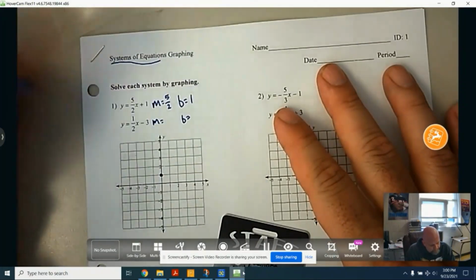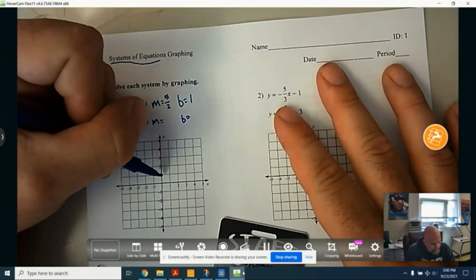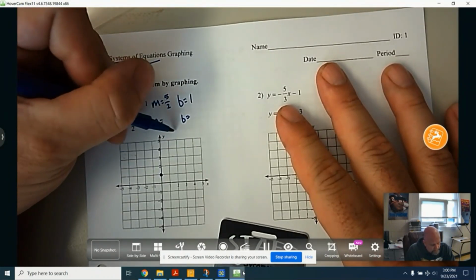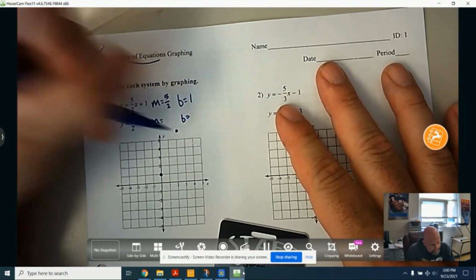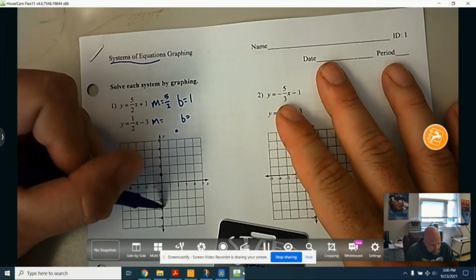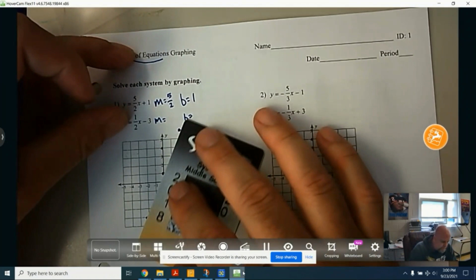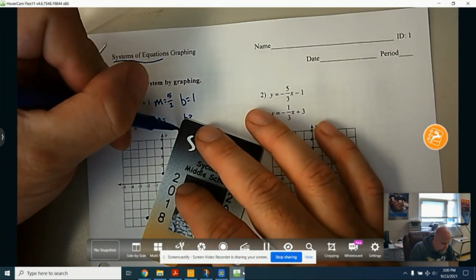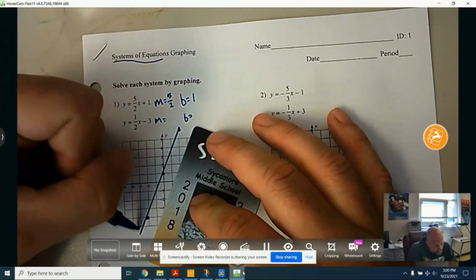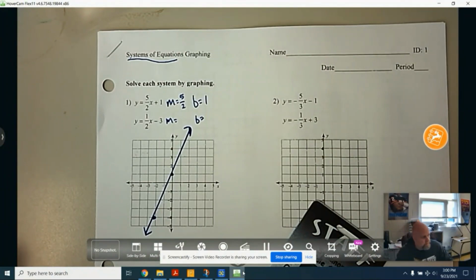So I'll go up to 1, and then up 5 and over 2. I'm running out of room here, so I'll just guesstimate where it's going to be, and then I'll go down and repeat, so down 5 and to the left 2. Okay, use your straight edge. It is super important that we make nice big long lines, and you're going to really see why today. So we put our arrows on the ends, and there's our first line.